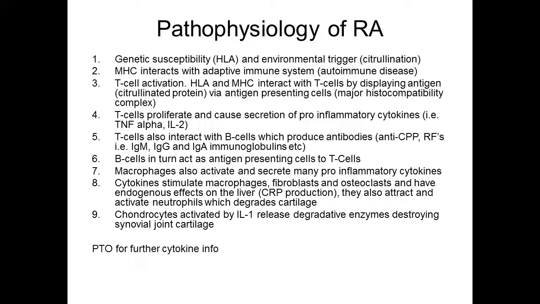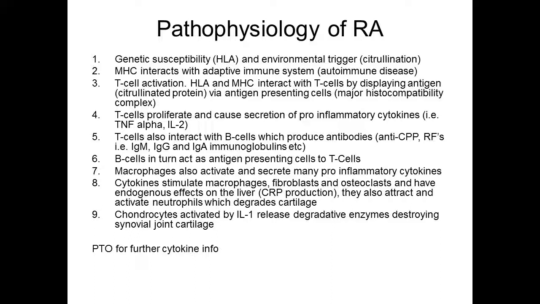Cytokines stimulate macrophages in turn, fibroblasts and osteoclasts, and have an endogenous effect on the liver, which is why CRP is produced in acute inflammation. And we can see that as part of an acute phase reactant if we do serology and hematology blood work. They also attract and activate neutrophils, which degrade cartilage. So that explains why, with the osteoclast proliferation, rheumatoid arthritis has a catabolic effect on bone and starts to break down bone. Chondrocytes, activated by IL-1, another cytokine, release degradative enzymes, destroying synovial joint cartilage.